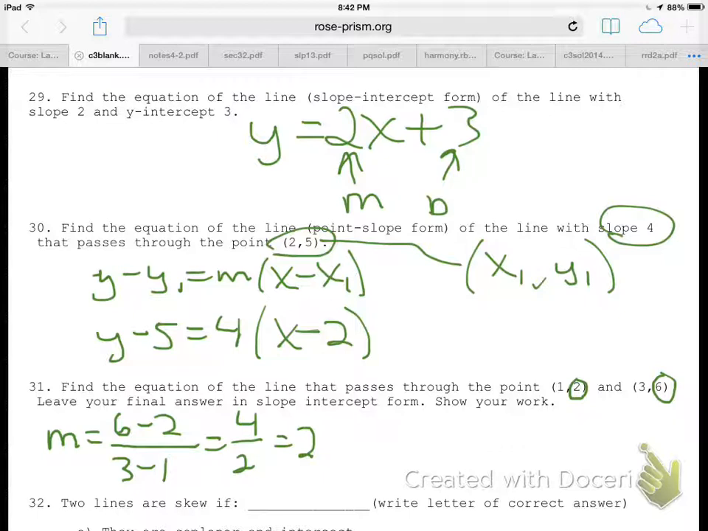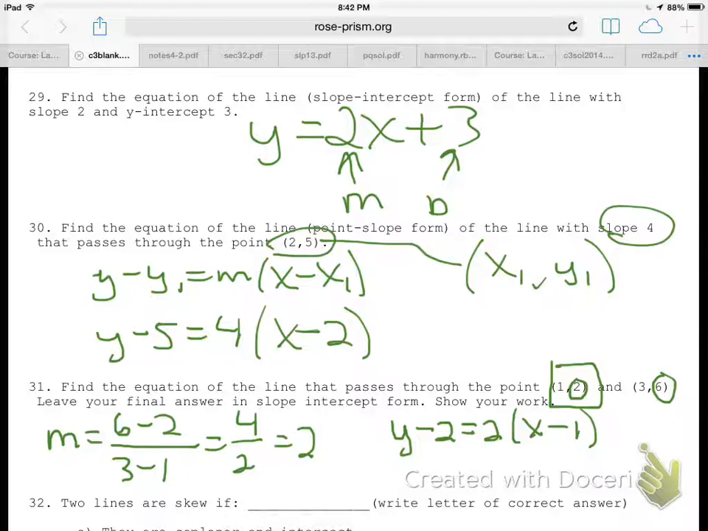Using point slope, and I'm going to use point slope with this point, 1, 2, although I could have used it with either one, the equation of the line in point slope form is, let's see, growling because my computer wasn't working here. Okay, it is y minus the y-coordinate, 2, is equal to the slope that we just found, 2, times x minus the x-coordinate, which is 1.